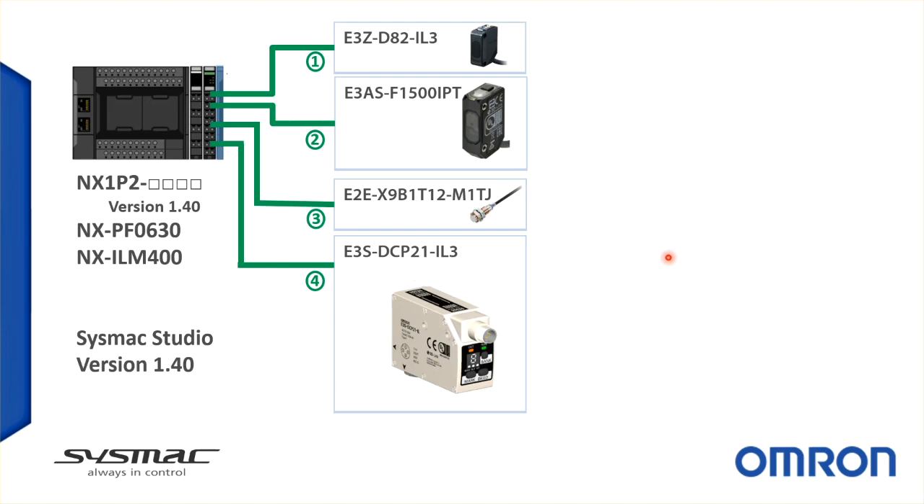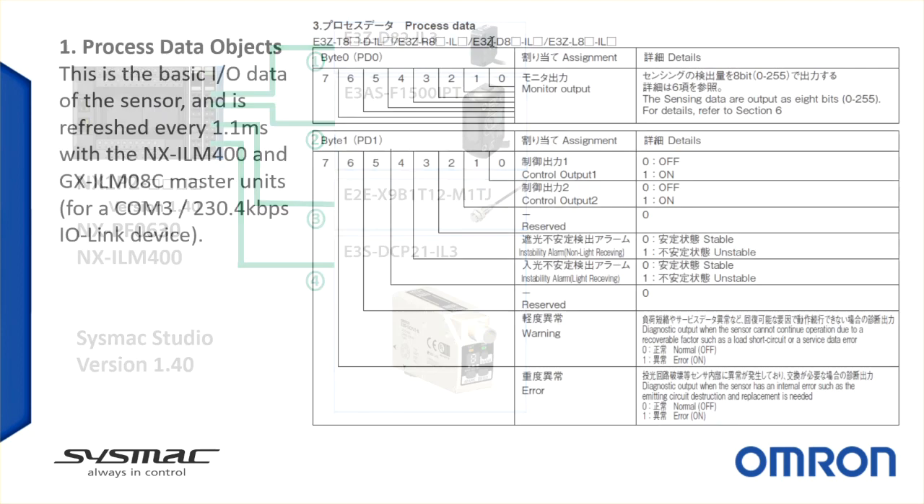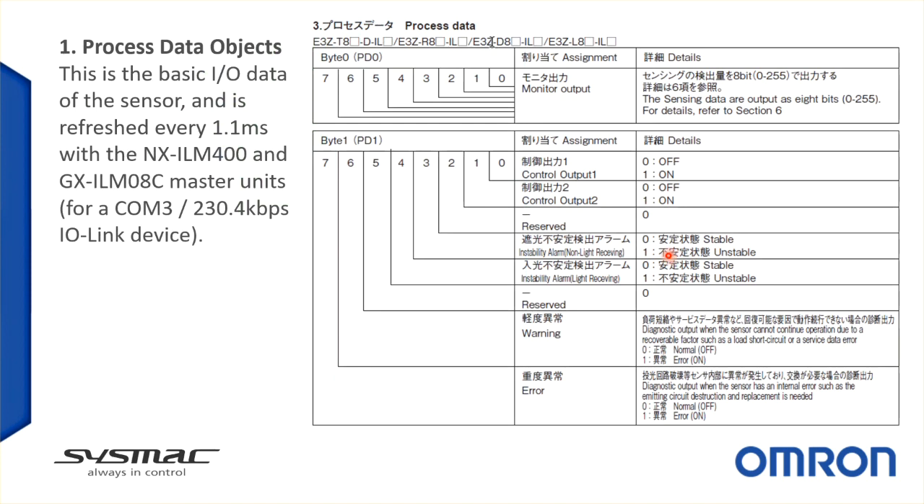Just to recap on a couple of IO-Link fundamentals. First, we have process data, the basic I/O data that gets refreshed in a cyclical manner. Here we can see the 2 bytes of process data for the E3Z sensor that are read every 1.1 milliseconds by the IO-Link master, such as the control output, signal stability, warning and error flags.